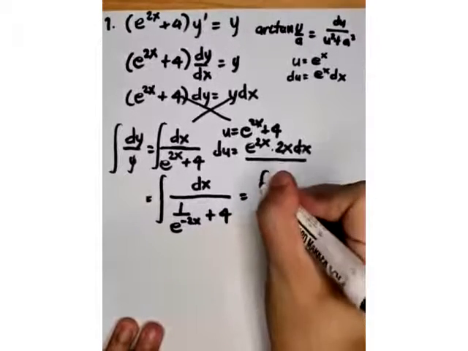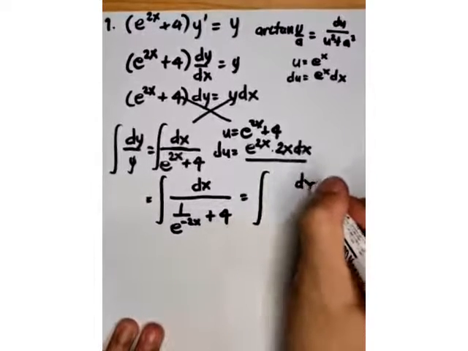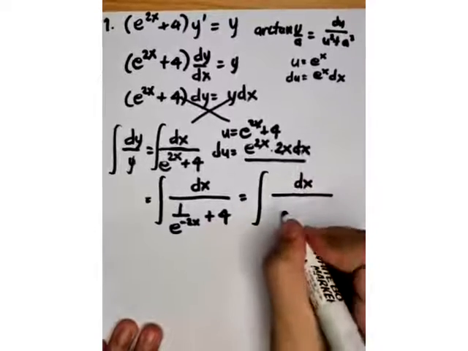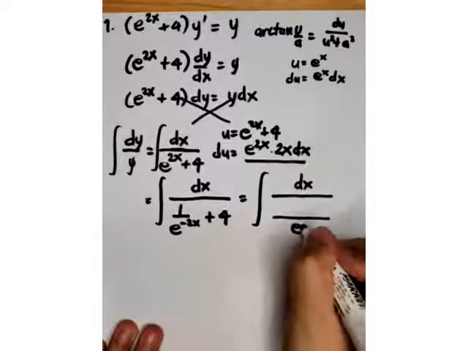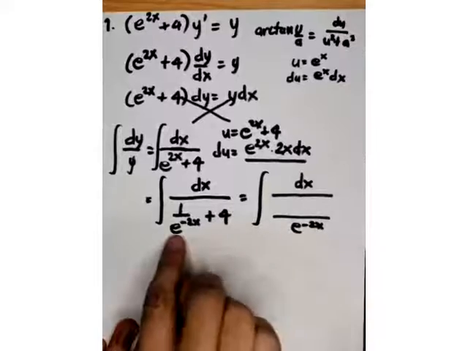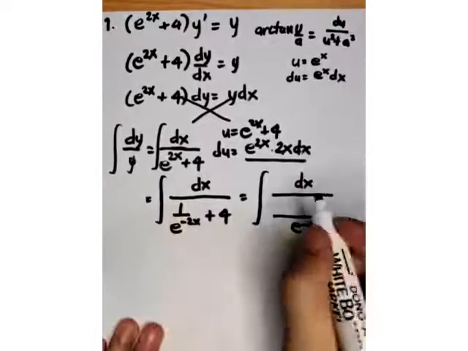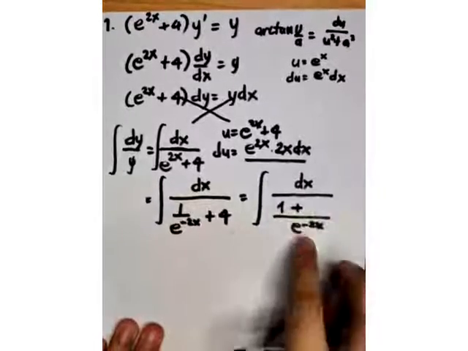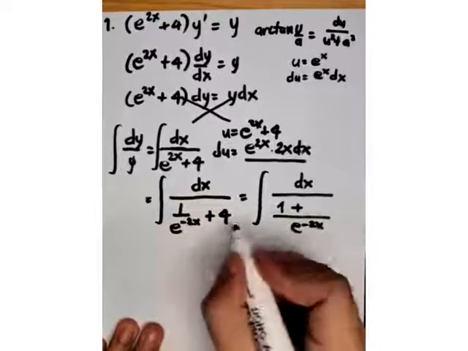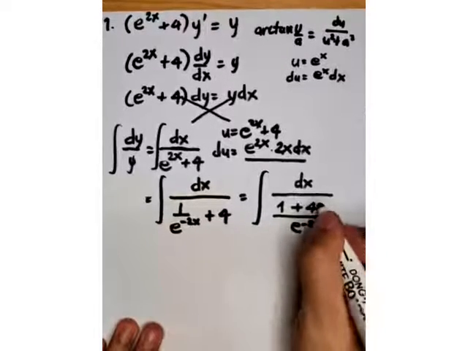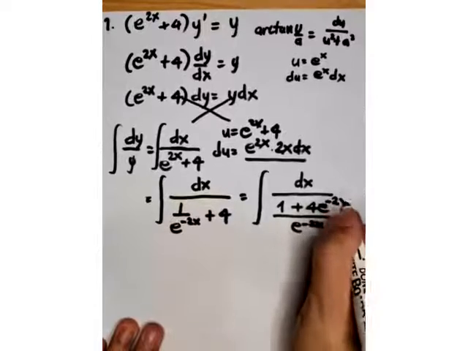And then, kunin ko yung LCD nung sa baba. So, dx over all over e raised to negative 2x. So, e raised to negative 2x divided by this, that's 1 times 1. So, 1. Plus, di ba meron siya parang denominator na 1 dito. So, magiging plus 4e raised to negative 2x.